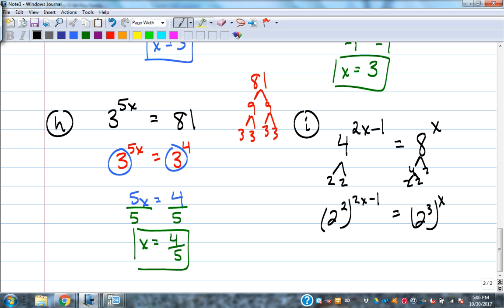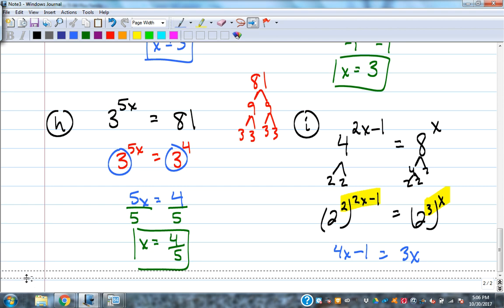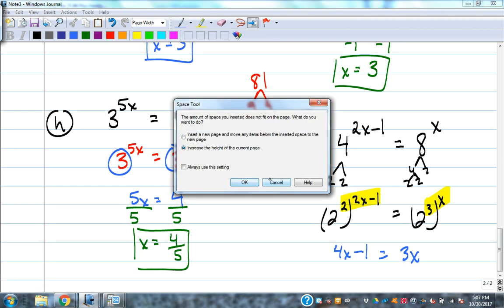What happens with these exponents? What operation do you do with them? Remember some exponent rules. Multiply them. Yeah, that's right. It's like the distributive property. 2 times 2x would be 4x minus 1, and this would be 3x, and you can drop the bases because they're the same now. And now we've got a nice equation. It's not too difficult to solve. It would be negative 2. Thank you.